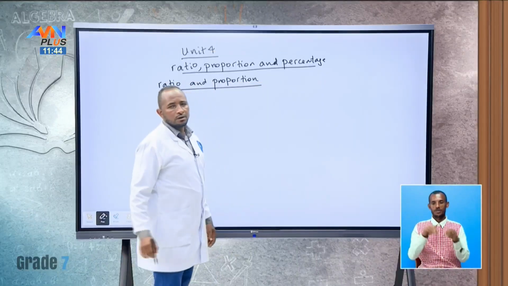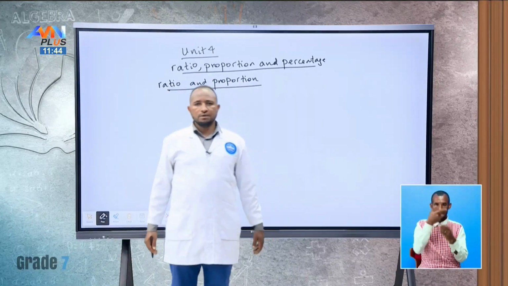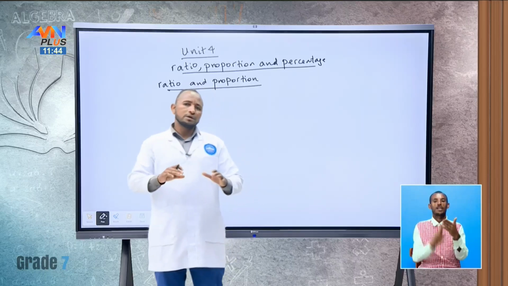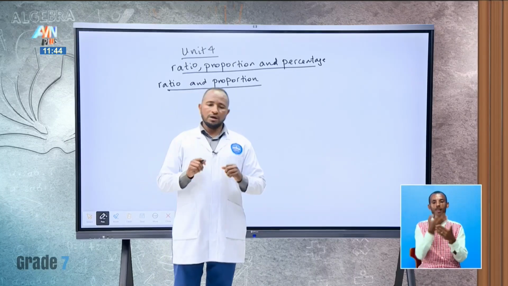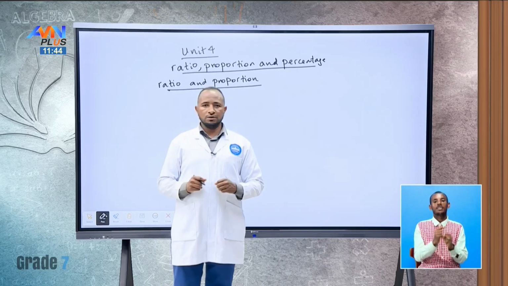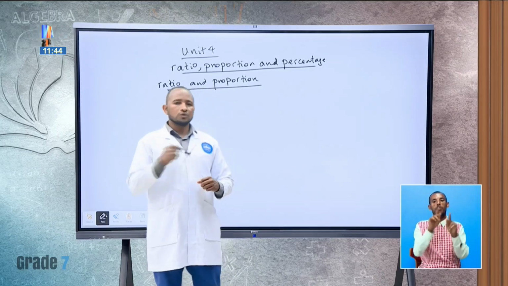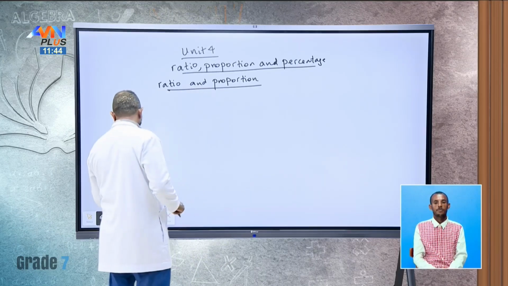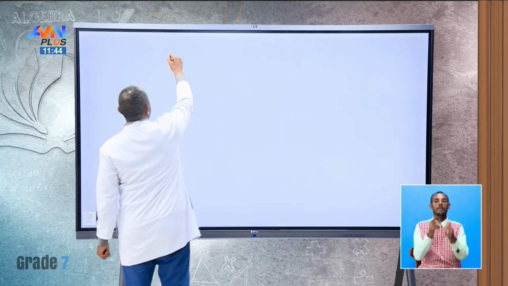Students, after this lesson, you are expected to write ratio in simplest form and find the missing term in proportion. So, let's continue to the lesson. First, let's see about ratio.